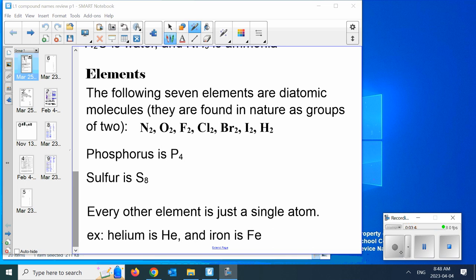So, anyways, elements. There's seven elements that are diatomic and come as groups of two. They're found in nature as groups of two. And I'm going to just show you something on the periodic table.